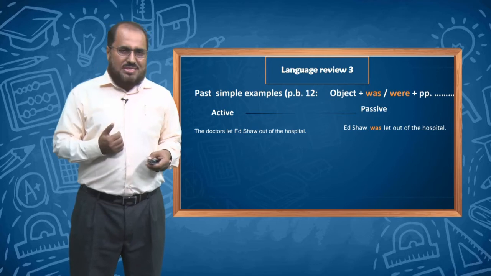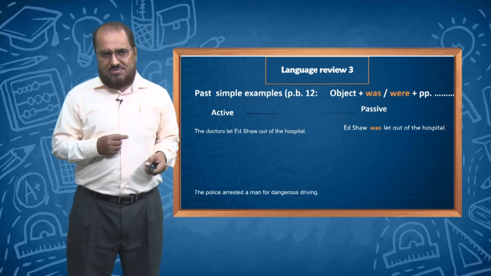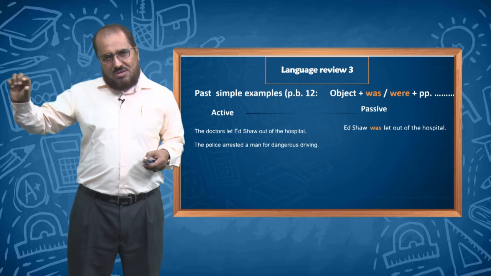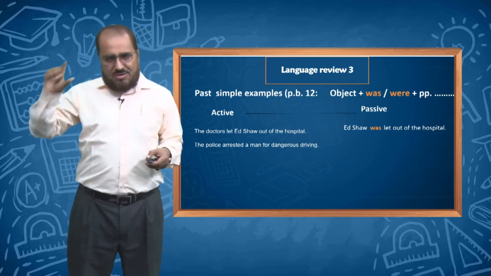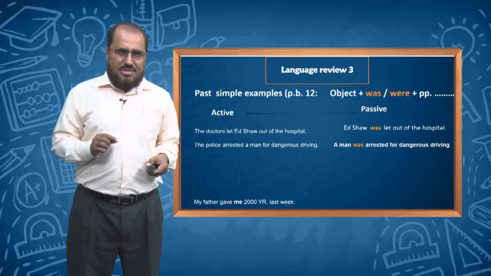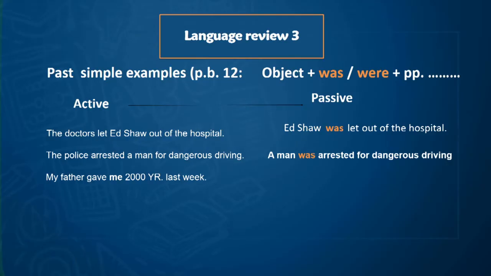Let me give you more examples now and try to change them into passive. The police arrested a man for dangerous driving. Change into passive. Look for the object first, then complete or build on the structure above. It should be a complete passive sentence now. It will be: a man was arrested for dangerous driving. More examples for passive. My father gave me 2,000 Yemeni riyal last week.